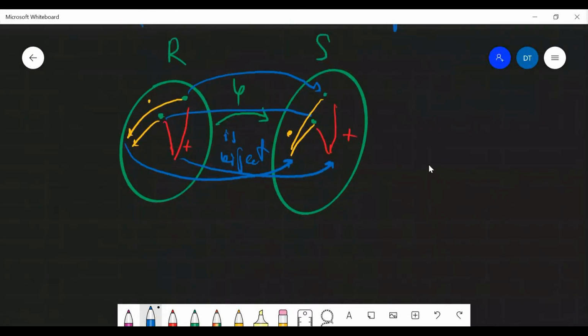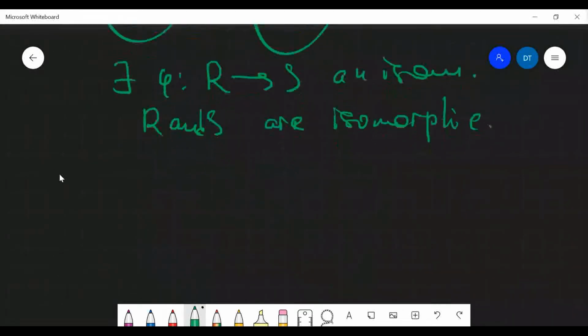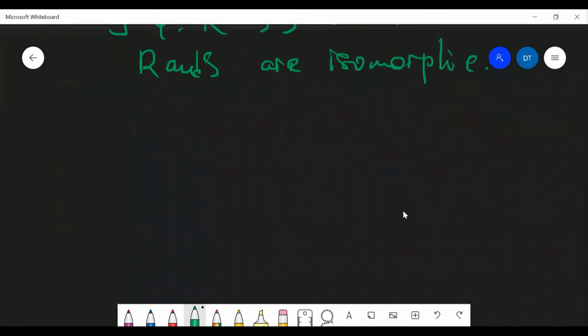And if you have an isomorphism between two rings, so if there exists phi from R to S, an isomorphism, you will say that R and S are isomorphic. So isomorphic rings are, roughly speaking, the same rings, but presented in a different way. So let me give you an example of a homomorphism.